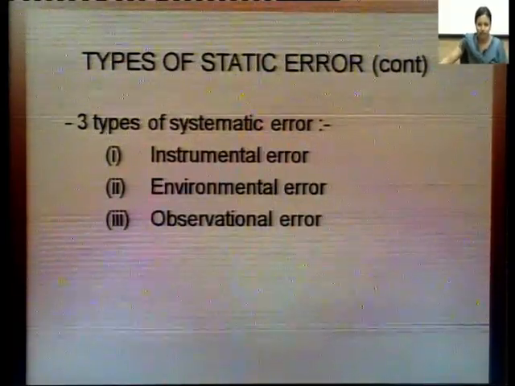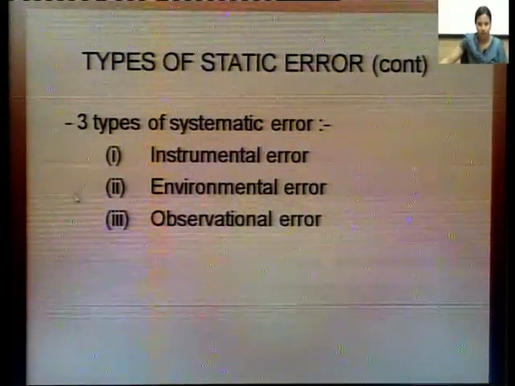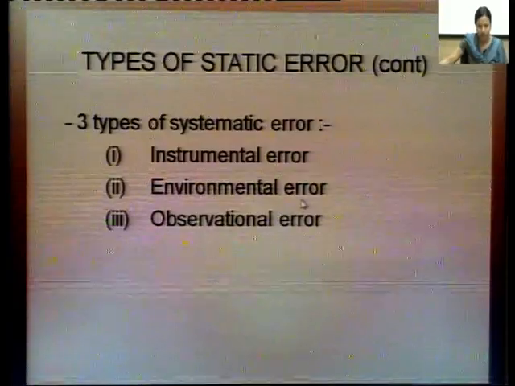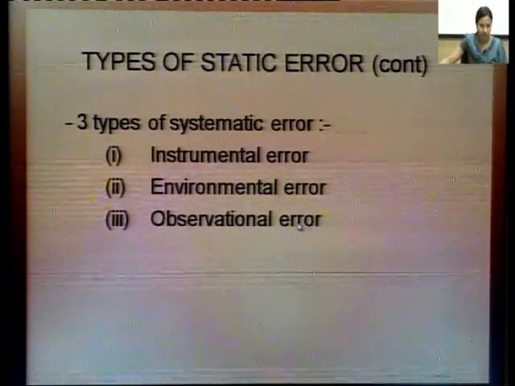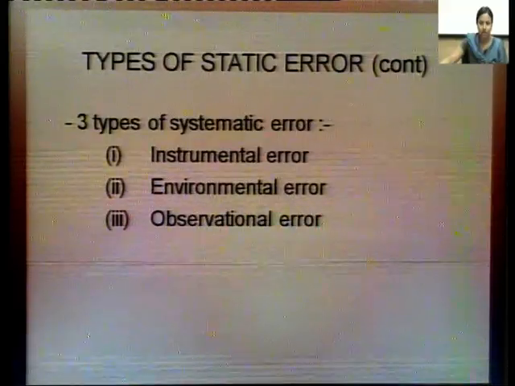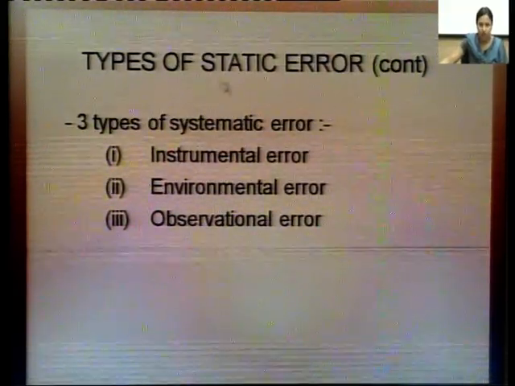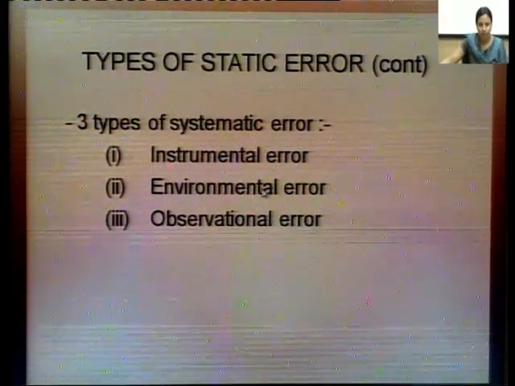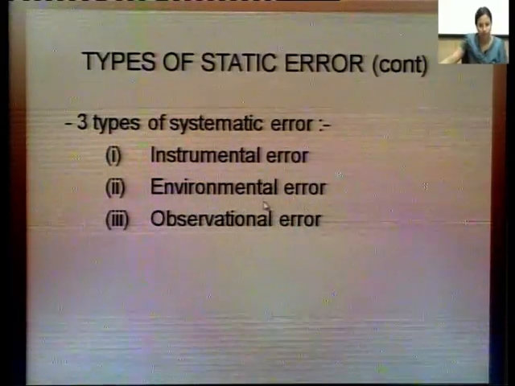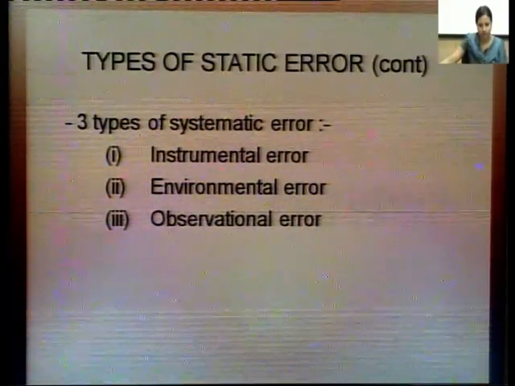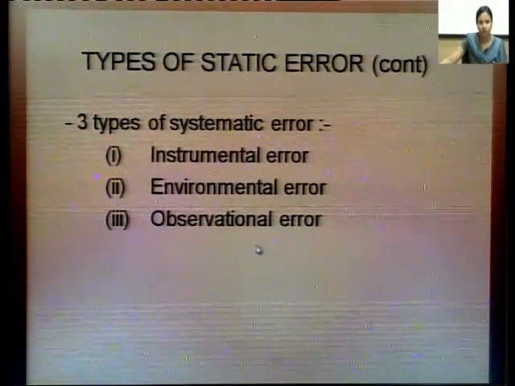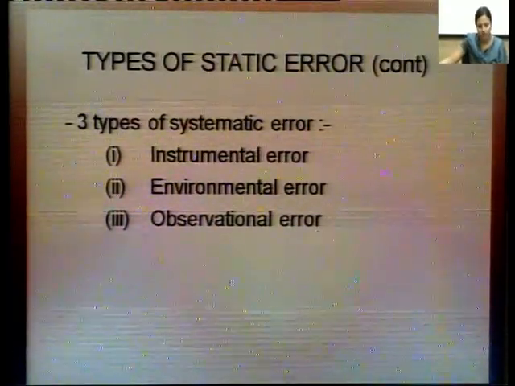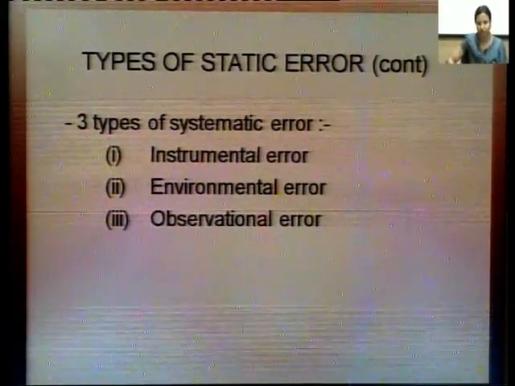And systematic error is further divided into 3 parts. First one is instrumental error, second type is environmental error, third type is observational error. So, from the 3 points, it may be further clear that systematic error may be due to the system, may be due to environmental effect. If the environment changes our system, it may be due to environmental effect. Third, it may be due to observational error. We are observing in the wrong way, so this may also cause a systematic error.